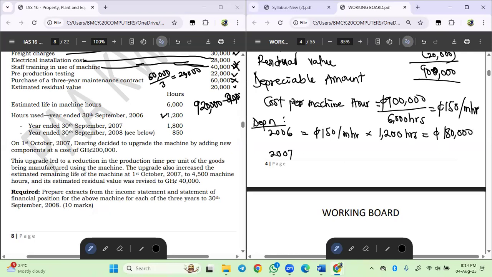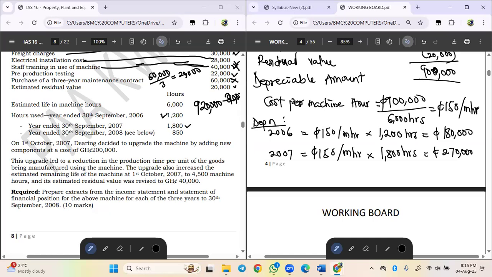Let's go to 2007. So that one is 150 cedis per machine hour multiplied by the number of hours used, which was what? 1,008 hours. So this one too, what do you have? 270,000. Yeah, 270,000. Now the year end is what? 30th September. Every year. That's the accounting year. It ends on what? 30th September.